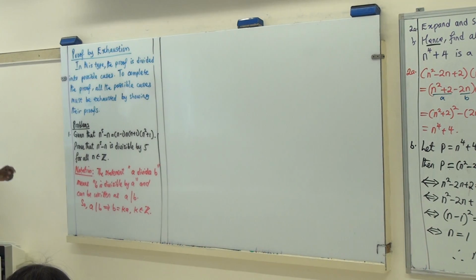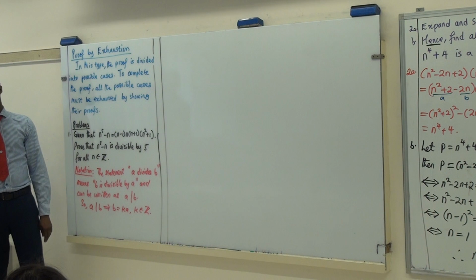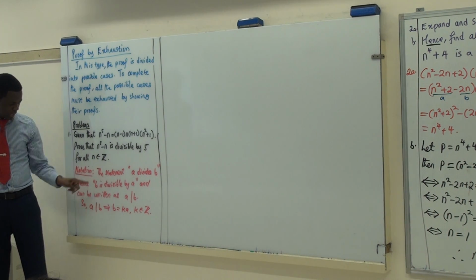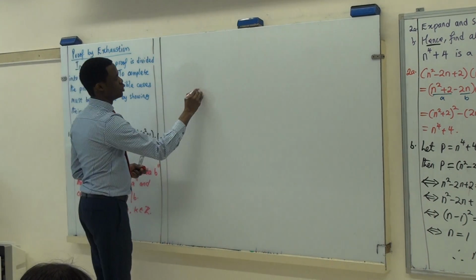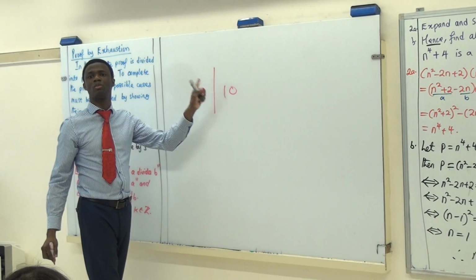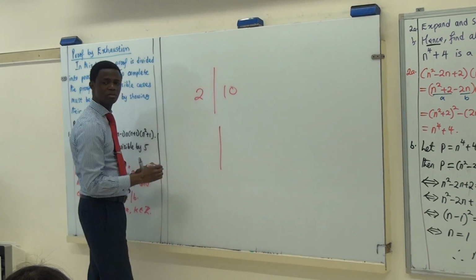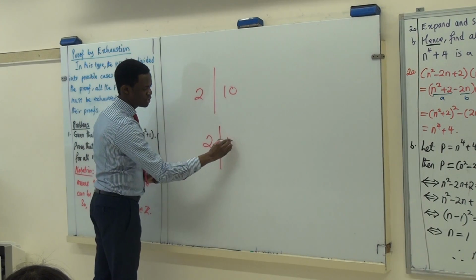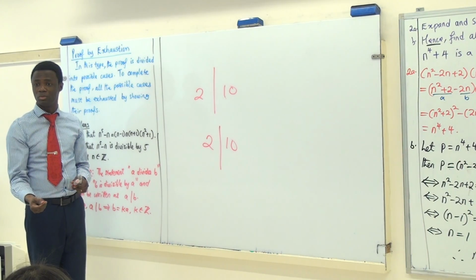But before we go to that, this statement, we use this a lot. A divides B, or B is divisible by A. They are the same. Okay? When you say A divides B, 2 divides 10, because 10 is divisible by 2. This is how we write 2 divides 10. It's just a vertical line. Okay? 2 divides 10. Which means 10 is a multiple of 2.